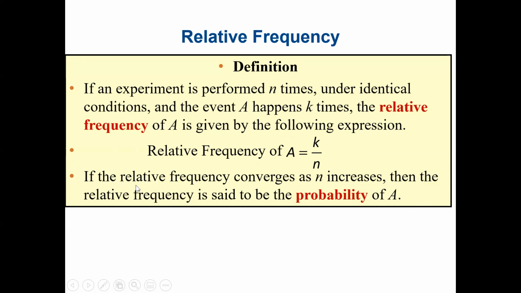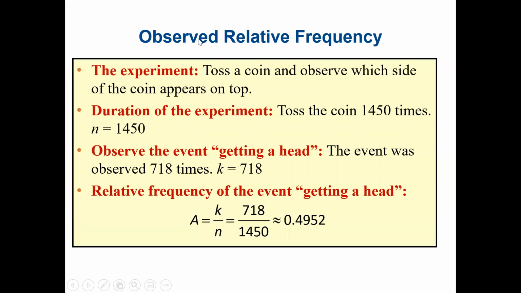So here we say the relative frequency converges as n increases. Then the relative frequency is said to be the probability of A. Again, we're going to see an example soon. Next is the observed relative frequency. So here we have an experiment. The experiment here is to toss a coin and observe which side of the coin appears on top.